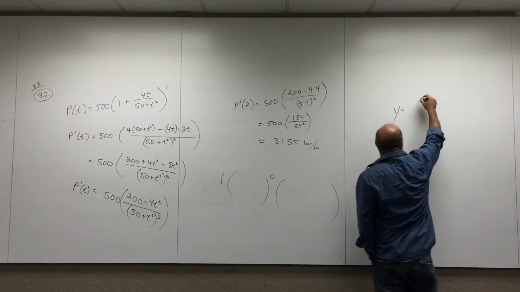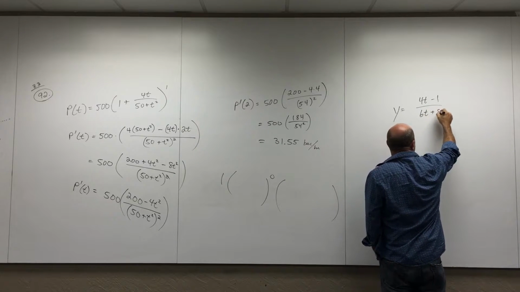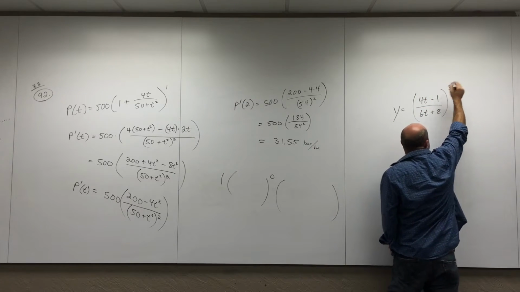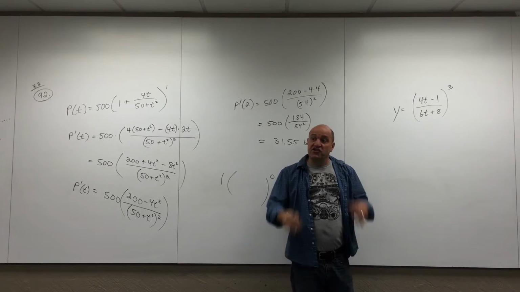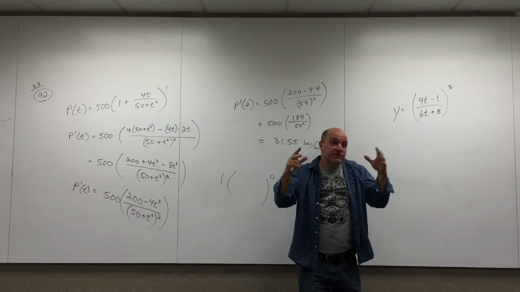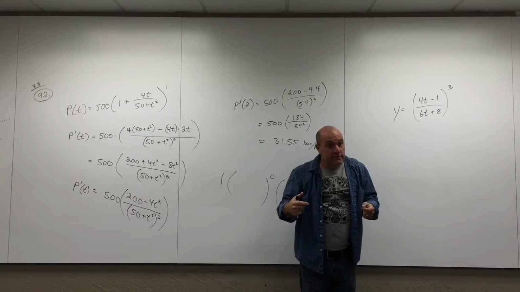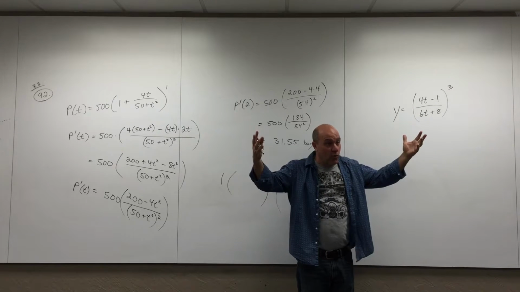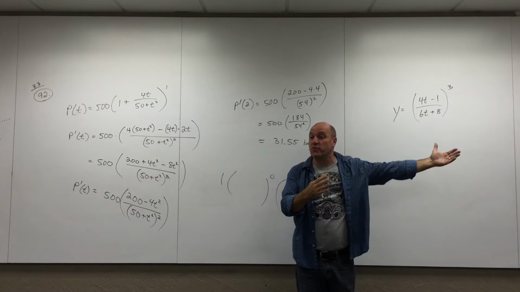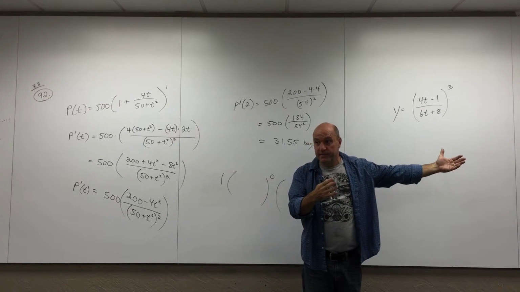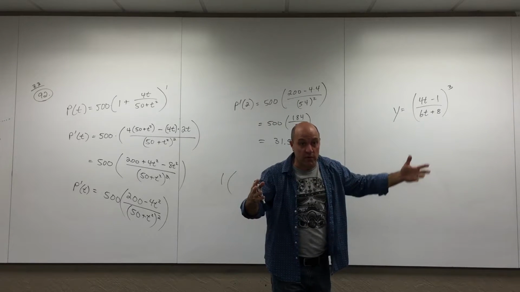If I did 4t, I'm just making up a problem now, you guys, 6t plus 8. But if I threw this in with a power on it, now it's a chain rule. It's a power rule, chain rule with a quotient rule inside it. It's a power rule, and when I get to the derivative of the inside, it's a nasty quotient rule.